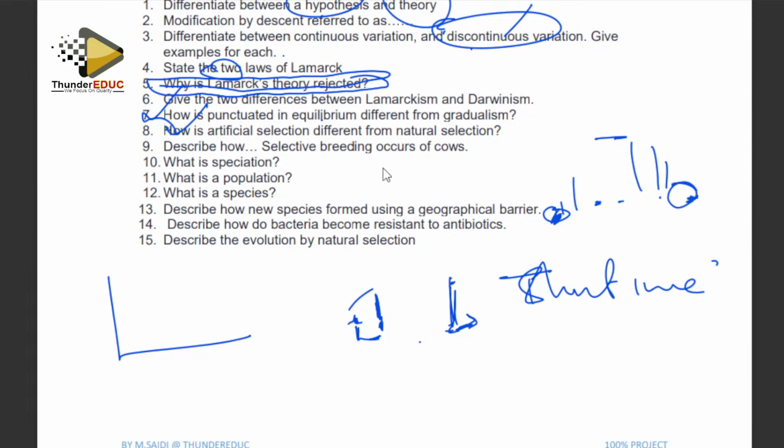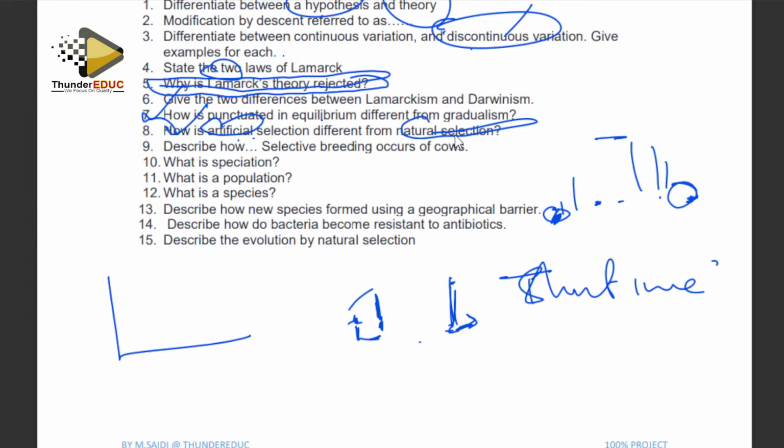So, describe how artificial selection is different from natural selection. Basically, the major difference here: in artificial selection, we select the organisms which have desirable characteristics to interbreed. In artificial selection, we don't manipulate genes. We just give those organisms which have the characteristics a chance to interbreed.